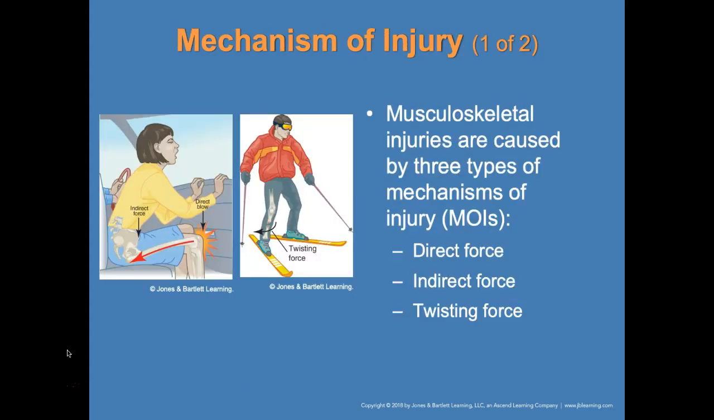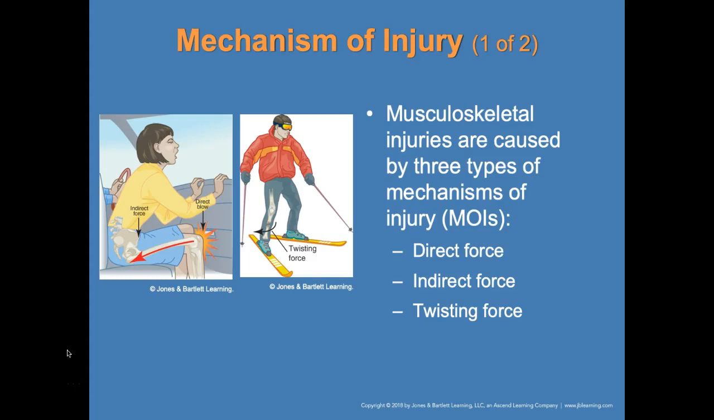All right, so we need to understand mechanism of injury. These are generally the causes of musculoskeletal injuries. We have direct force, indirect force, and twisting force. As you can see in the picture there, direct force is directly where the force was applied. In this one, she has direct force right on her knee.